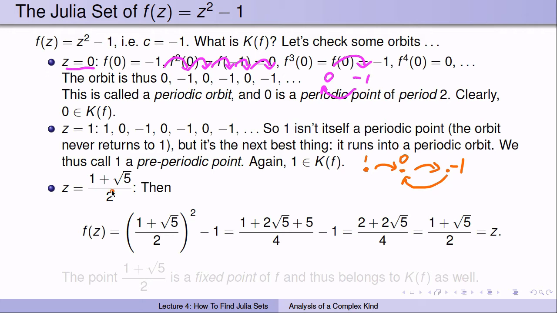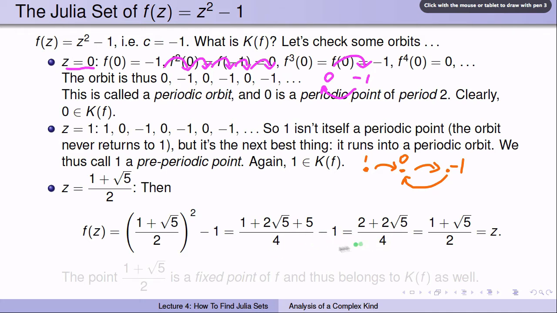z equals (1 plus square root of 5) over 2. What is f of z? f of z is z squared minus 1, so ((1 plus square root of 5) over 2) squared minus 1. Let's multiply through. (1 plus square root of 5) squared is 1 plus 2 times square root of 5 plus square root of 5 squared, which is 5. We square the denominator as well, which gives us 4. And then we need to subtract 1.